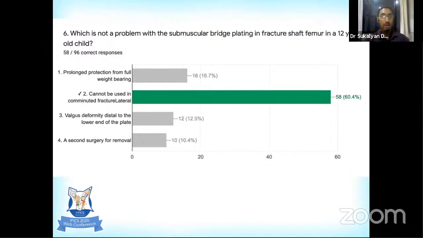Number six, which is not a problem in submuscular bridge plating for fracture femur in a 12-year-old child? Number one, prolonged protection from full weight bearing. Number two, it cannot be used in comminuted fracture. Number three, valgus deformity distal to the lower end of the plate. And number four, a second surgery for removal. The one which is not a problem is that it cannot be used in a comminuted fracture, because it can be. About 60% of the participants answered it correctly.